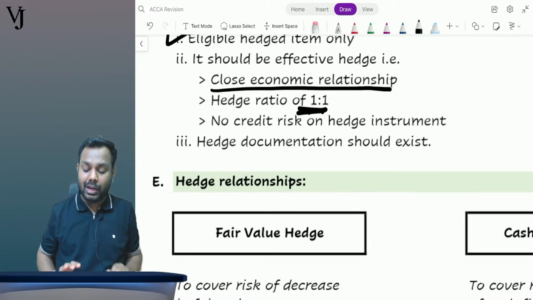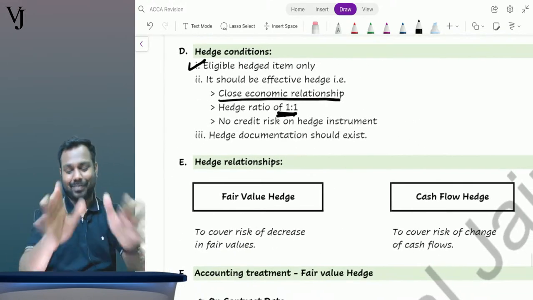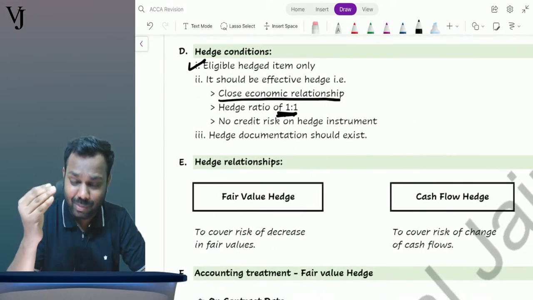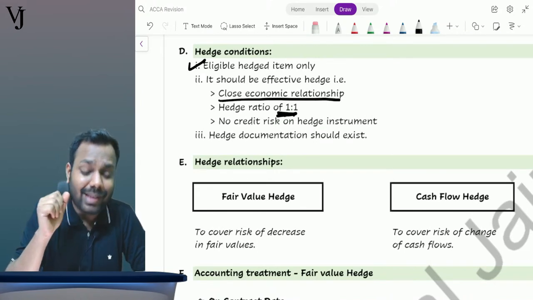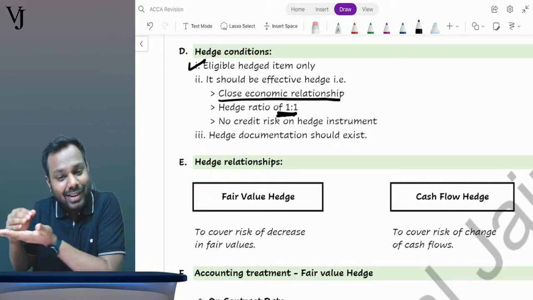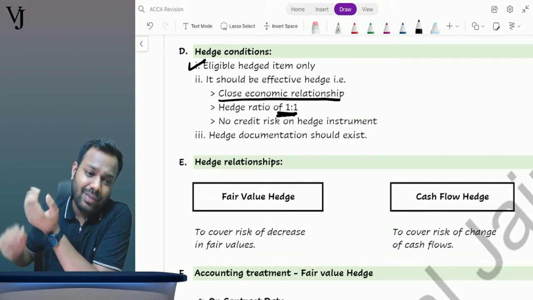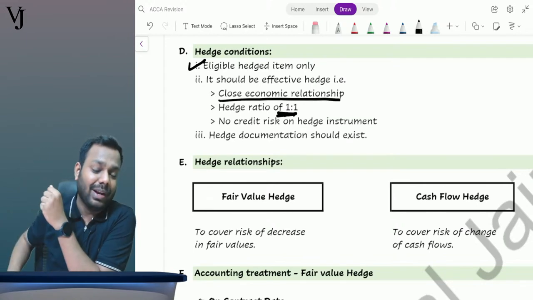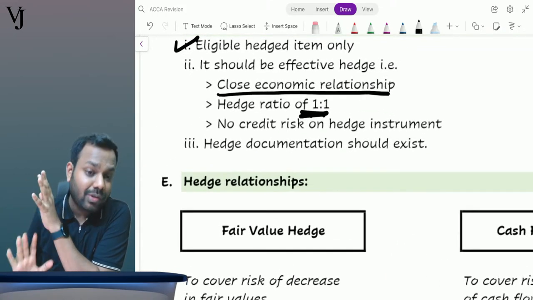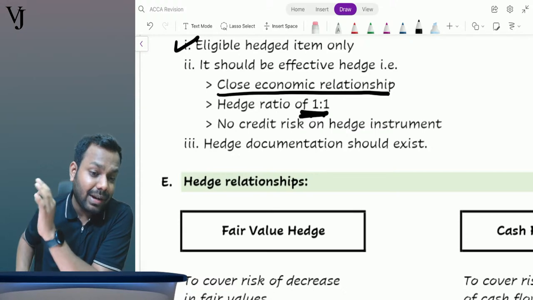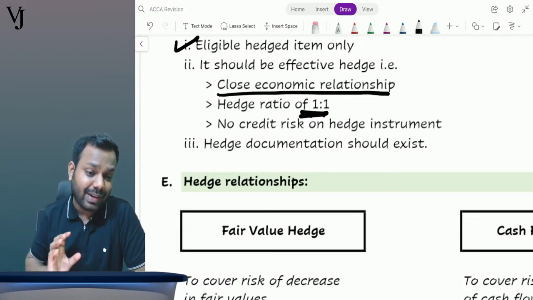Now, there should be no credit risk on the hedge instrument. No credit risk on the hedge instrument means, understand, I have entered into this hedge instrument to manage my risk. If there is a risk in this hedge instrument itself, is there any sense in applying hedge accounting? No. So the standard says that there should be no credit risk on the hedge instrument. If there is a gain in the hedge instrument, I should be able to realize that gain.